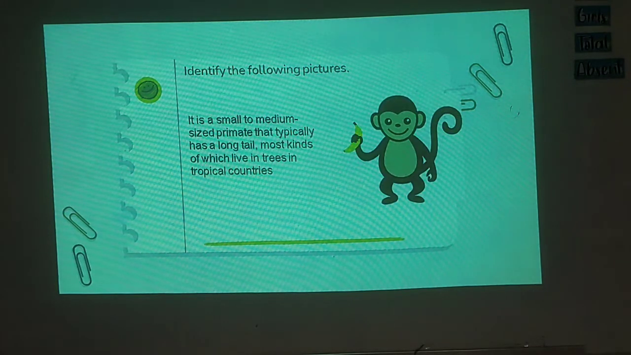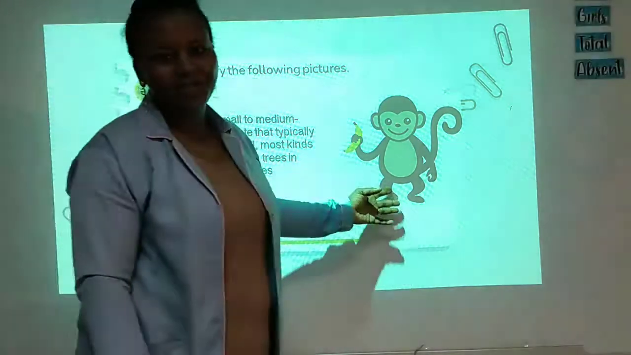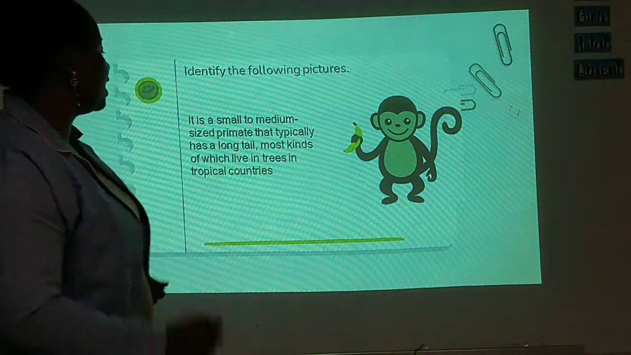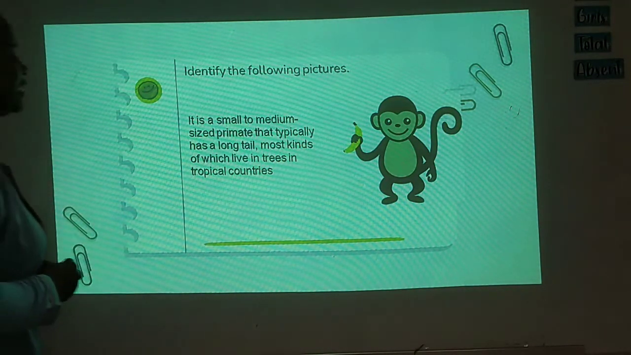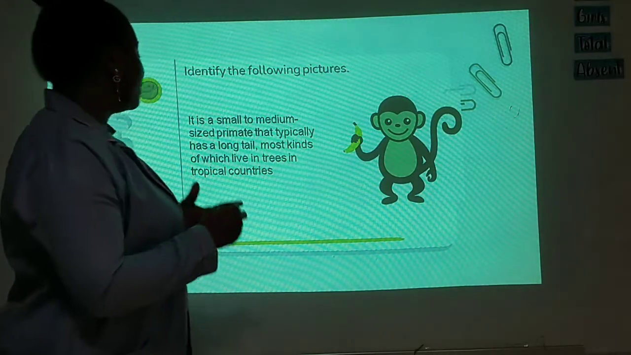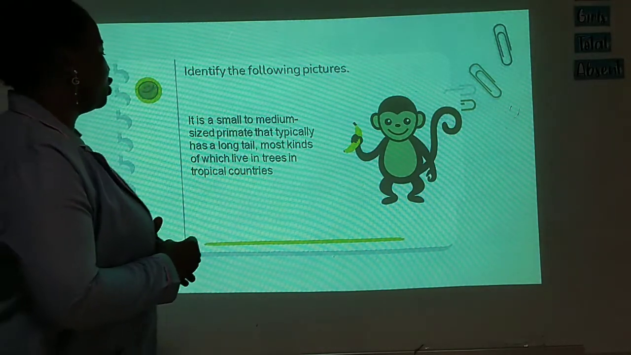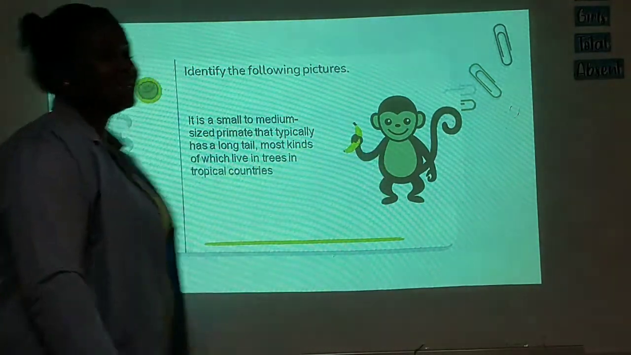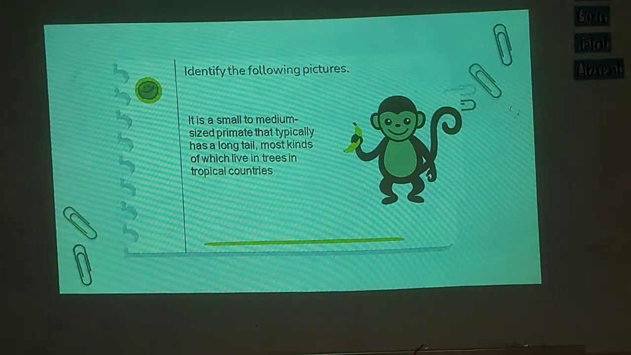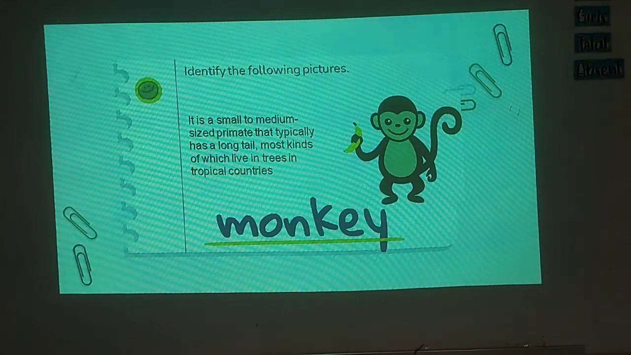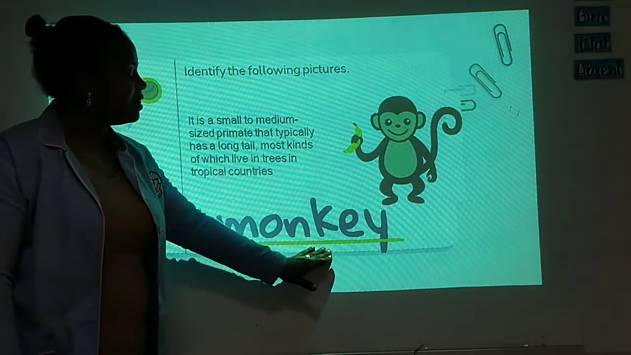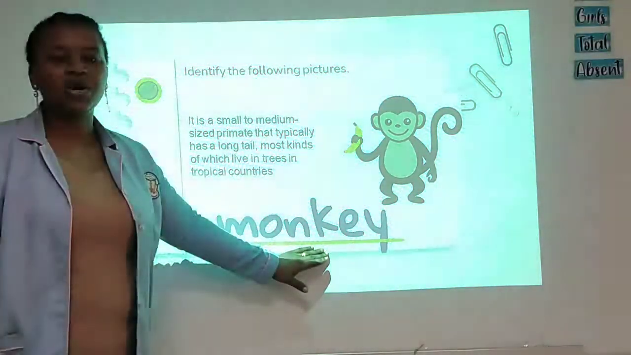Now take a look at this picture. You should be familiar with this picture, right? So we'll read. It is a small or medium-sized primate that typically has a long tail. Most kinds of which live in trees in tropical countries. So what is the name? Monkey. You know this is a monkey, right? So this is how we spell the word monkey.